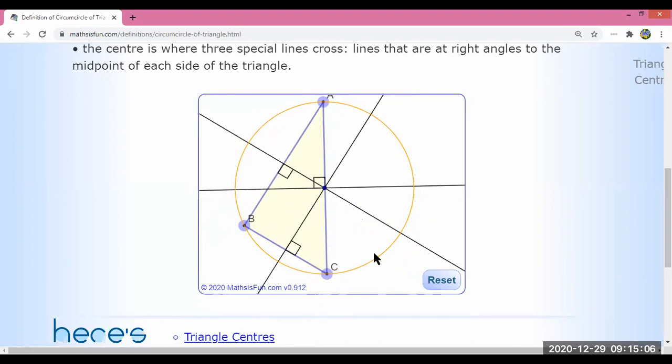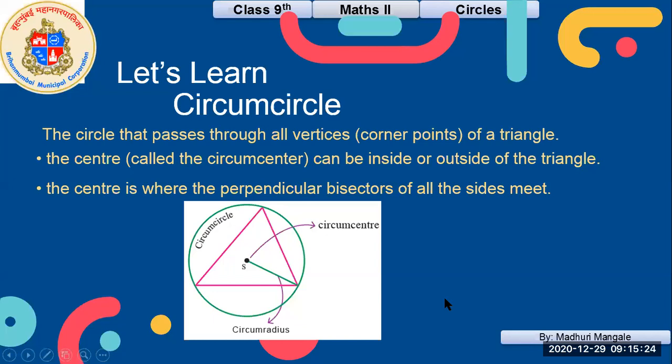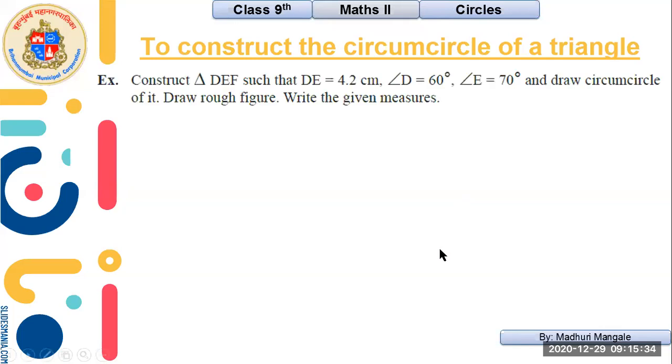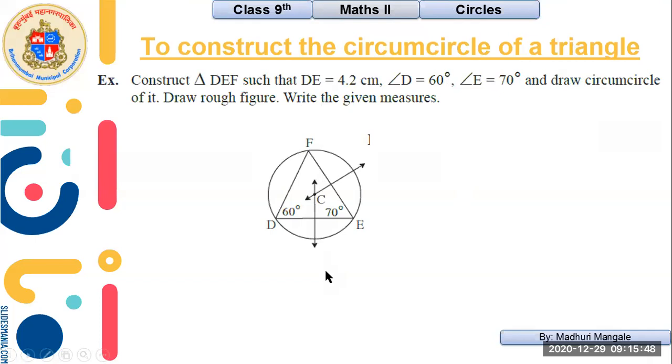Okay, with that, let us quickly look at how to draw a circumcircle. So how to construct the circumcircle of a triangle. So there's an example. The side of a triangle is given and two angles are given, and we are asked to draw the circumcircle. Always draw a rough figure and label it. That is the rough figure and we should label it, correct? Okay, so let's begin with the construction.